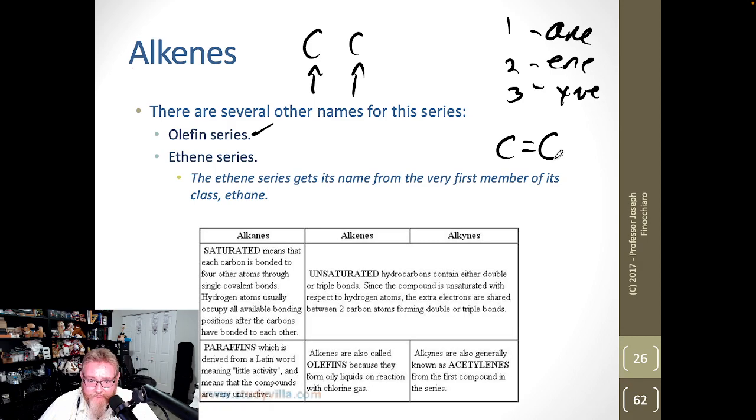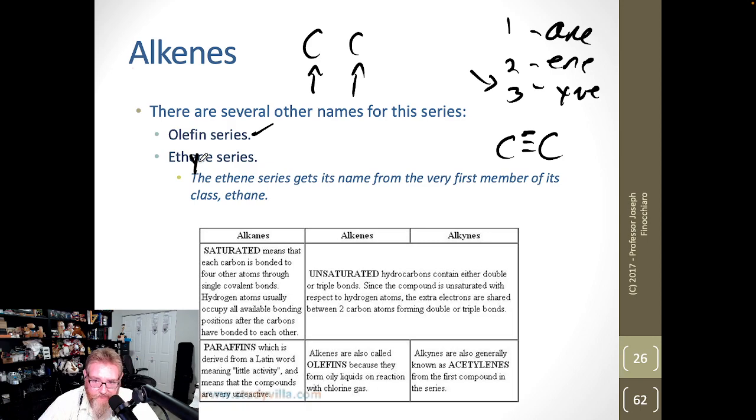So take a moment. We know that triple bonds are coming up. What do you think one of the names for alkynes is? The ethyne series. The ethyne series. The smallest molecule is what is going to name the series or be one of the names for that series.